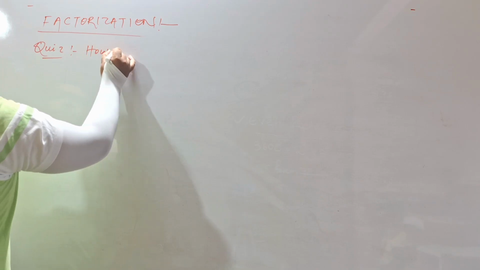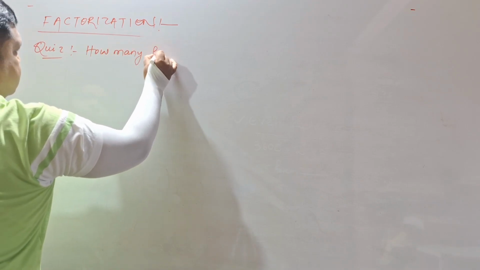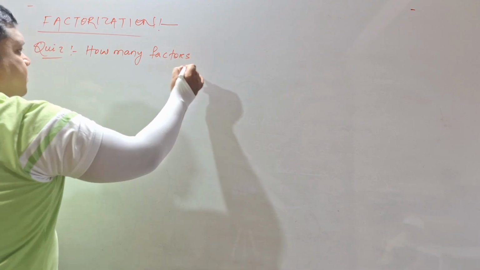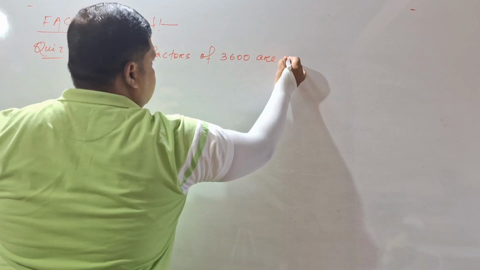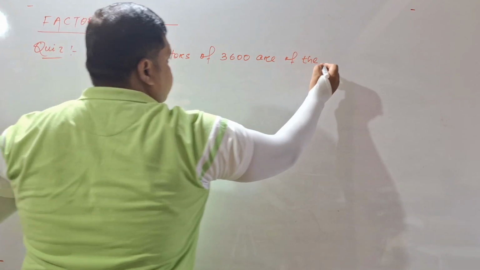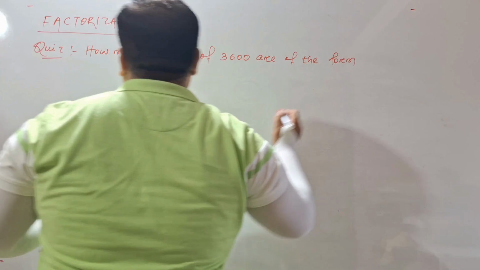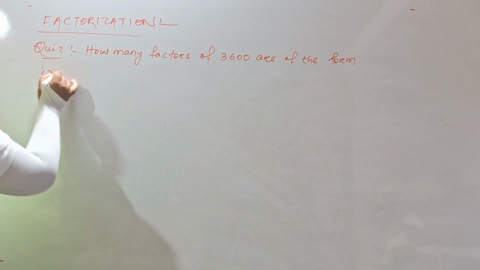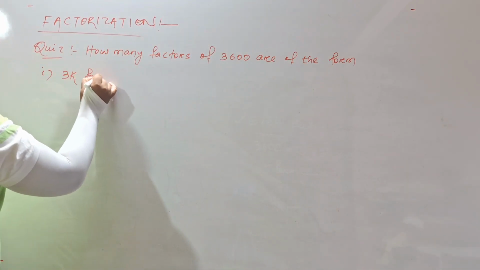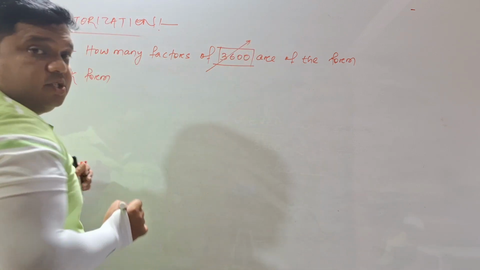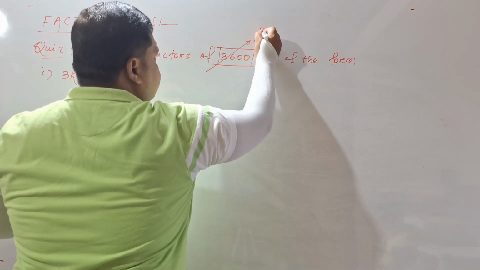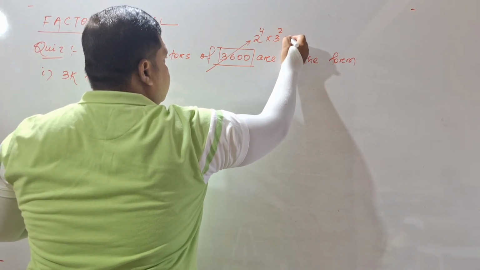Okay, here is a quiz: how many factors of 3600 are of the form 3k? I take 3600 as my reference because I already know its prime factorization is 2 to the power 4 into 3 square into 5 square.